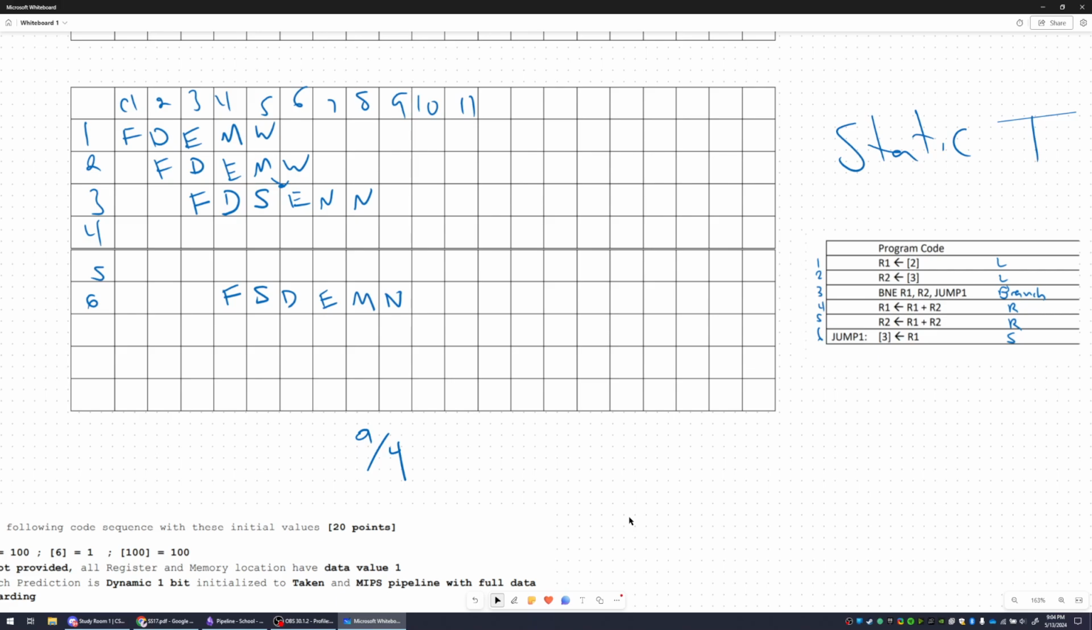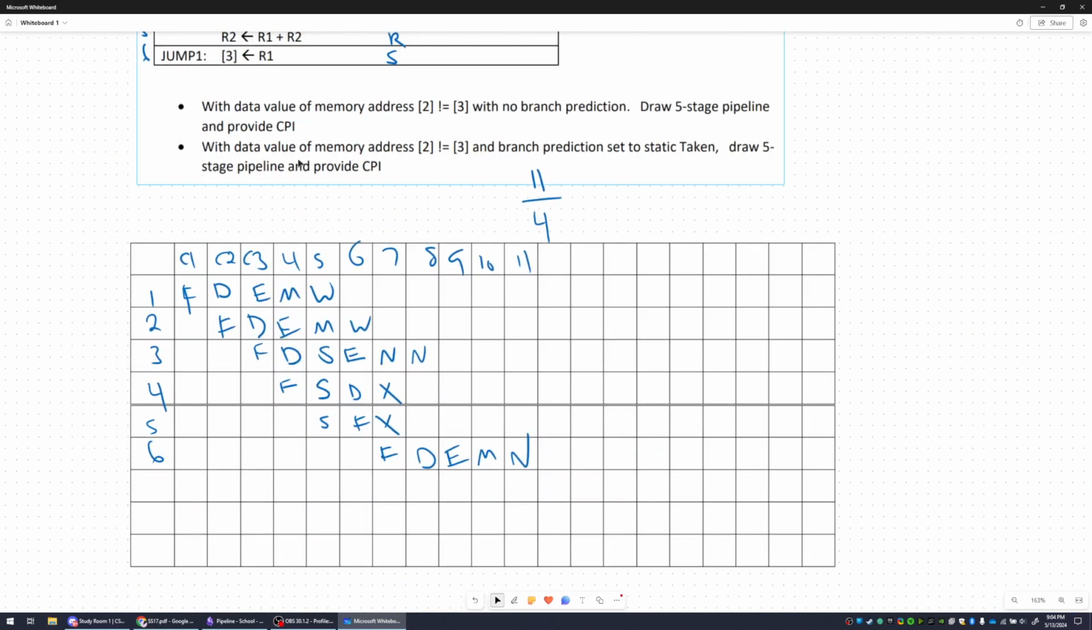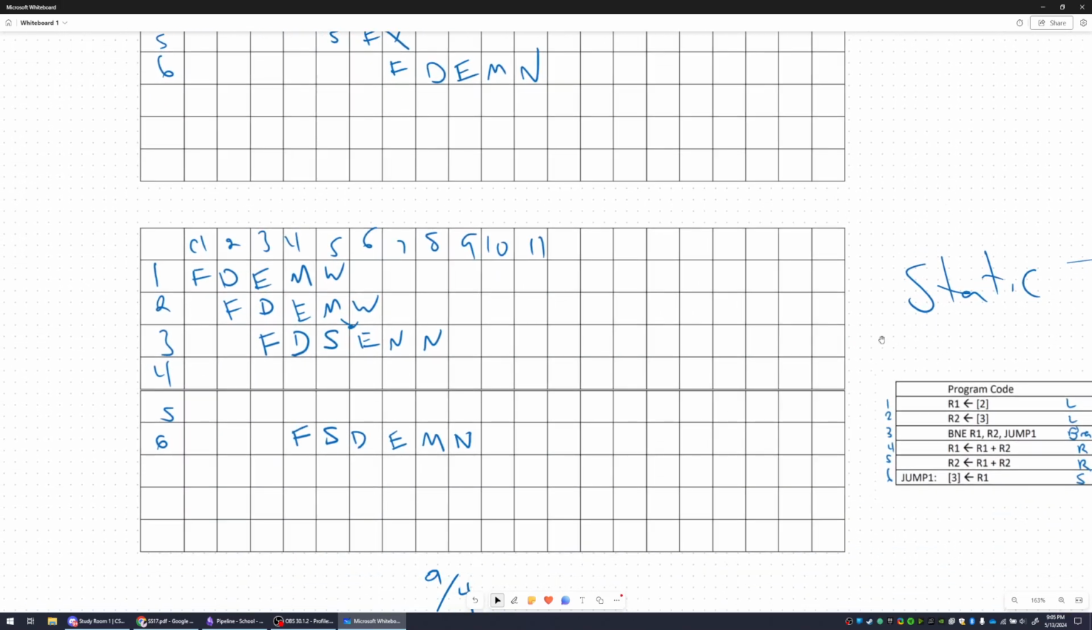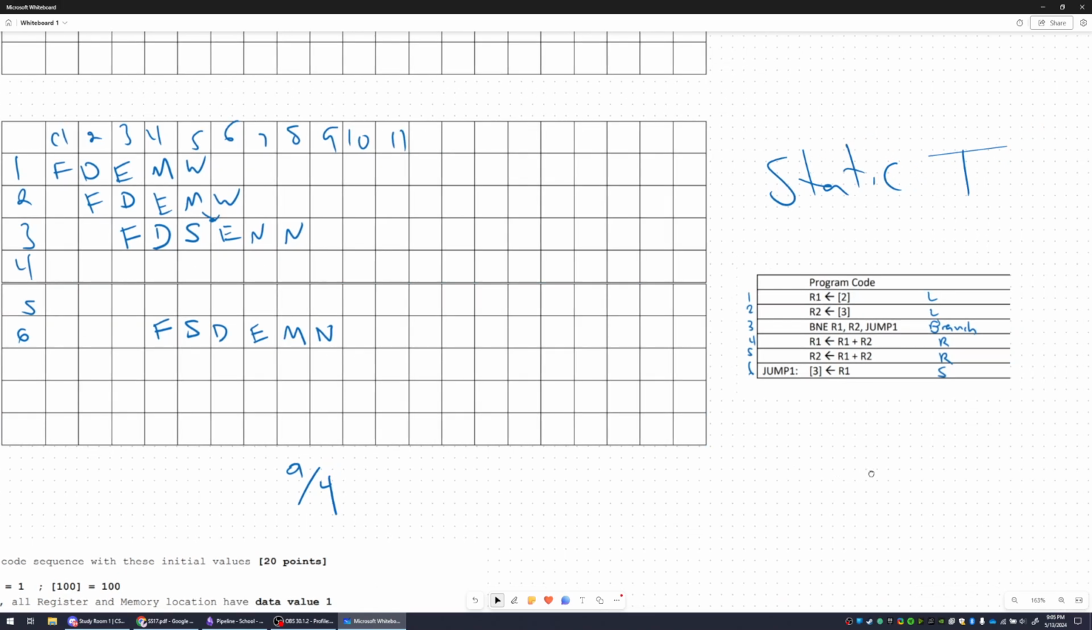Any questions on that? Yeah, because this one, the second question was asking, it's the same as before where 2 doesn't equal 3. But the branch prediction is set to static taken. So since we have a branch predictor that always takes the branch, we had to go from line 3 to the label, which is on line 6.